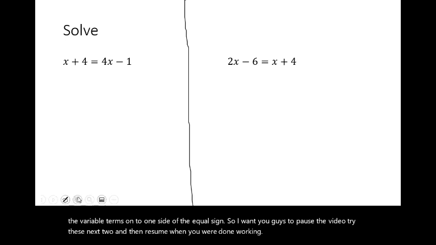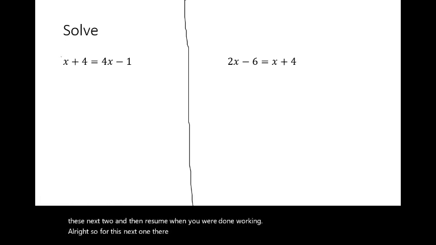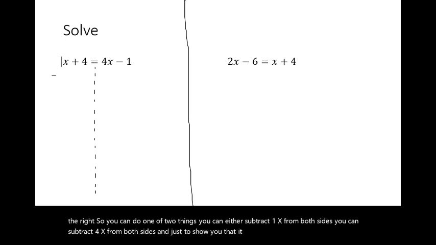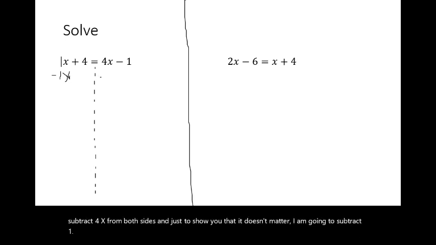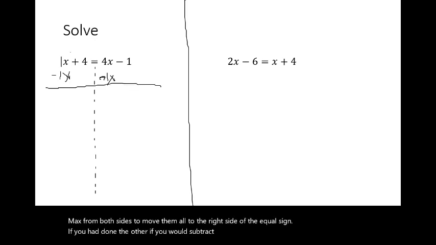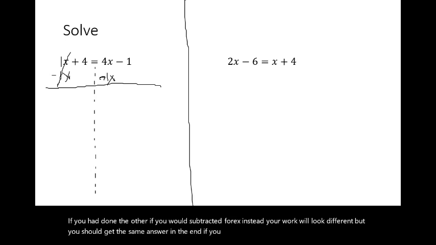All right, so for this next one, there is a 1x on the left side of the equal sign, and there is a 4x on the right. So you can do one of two things. You can either subtract 1x from both sides, or you can subtract 4x from both sides. And just to show you that it doesn't matter, I am going to subtract 1x from both sides to move them all to the right side of the equal sign. If you had subtracted 4x instead, your work will look different, but you should get the same answer in the end if you did all of your other steps correctly.